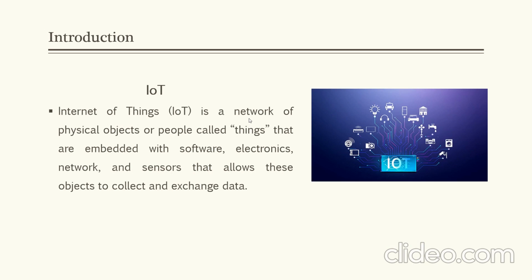Coming to the introduction to IoT, the Internet of Things is a network of physical objects or people called things that are embedded with software, electronics, network and sensors that allow these objects to collect and exchange data. The goal of IoT is to extend internet connectivity from standard devices like computers, mobiles, tablets to relatively dumb devices like a toaster. IoT makes virtually everything smart by improving aspects of our life with the power of data collection, AI algorithms and networks. The thing in IoT can also be a person with a diabetes monitor implant, an animal with tracking devices, etc.